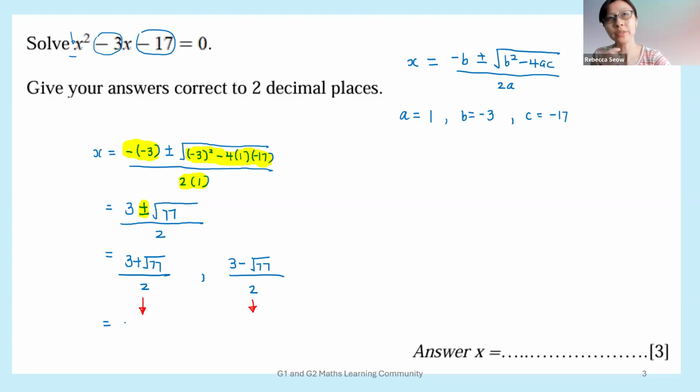Okay, so for my first solution, up to 2 decimal places, I will have 5.89. And my second solution, up to 2 decimal places, I will get -2.89. So I will put down what I rounded it up to. And in the answer column, I will just put the answers down. So this will be my 3 marks worth of solution.